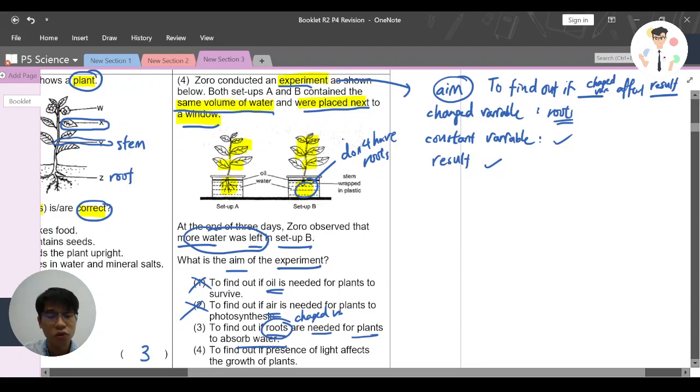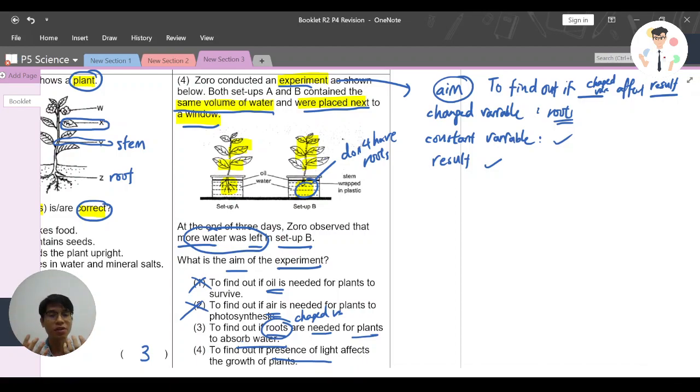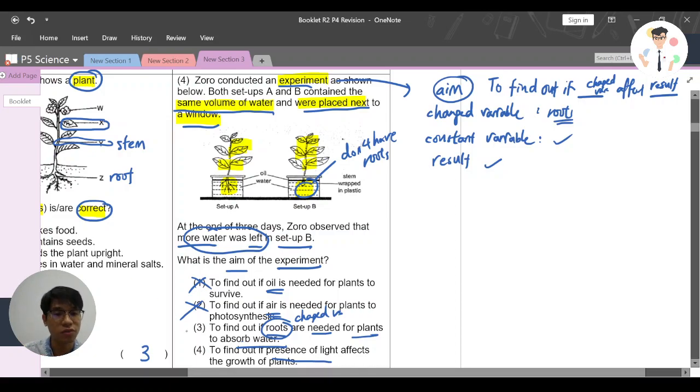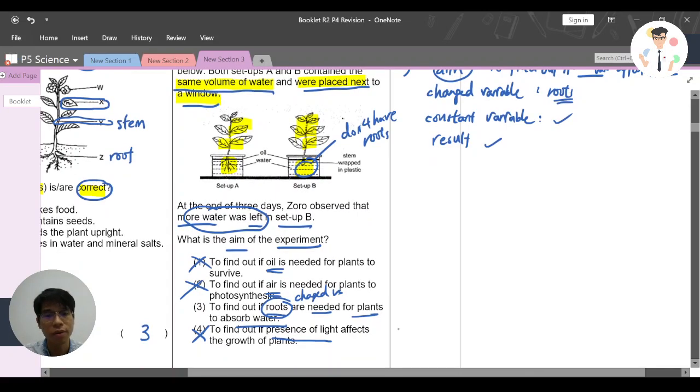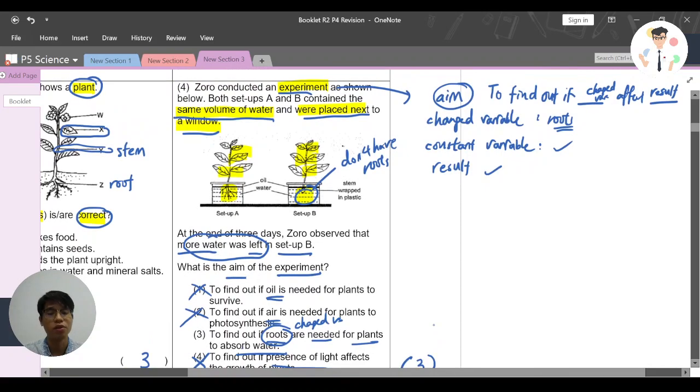How about 4? To find out if presence of light affects the growth of plant. Presence of light. Again, they are being placed next to a window. They are experiencing the same environment. So that is actually a constant variable, so it's not a change variable. So 4 is wrong also. So the answer for question number 4 is option 3: to find out if roots are needed for plants to absorb water.